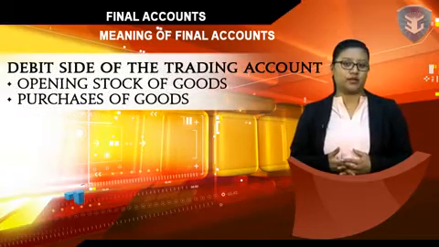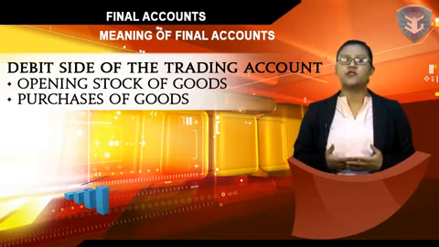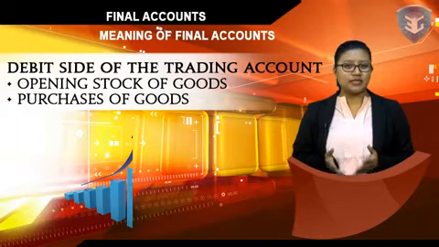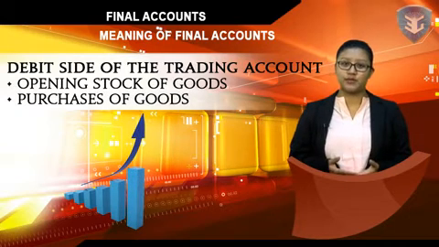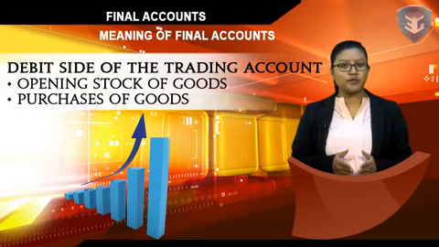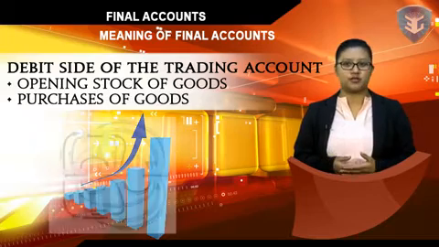Debit side of the trading account: you have opening stock of goods. The stock of goods unsold from the previous year is known as opening stock for the current year. This constitutes the first item on the debit side of the trading account. This may relate to opening stock of raw materials, semi-finished goods or work in progress, and finished goods.